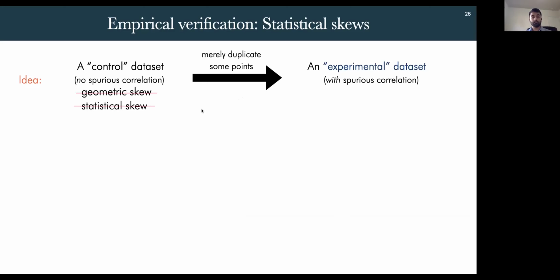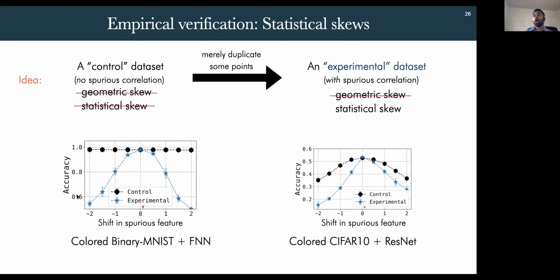But then I am introducing a statistical skew, because the proportion of majority points is going to be much larger than the proportion of minority points. Now, in these kinds of data sets, I'm going to train a neural network using gradient descent on both the control data set, which is given by this black line on top, and also on the experimental data set, given by the blue line over here.